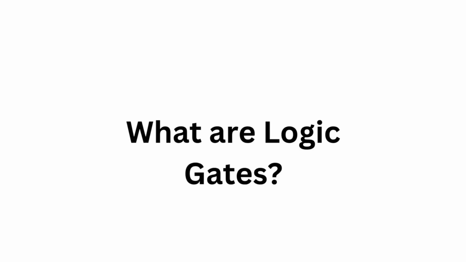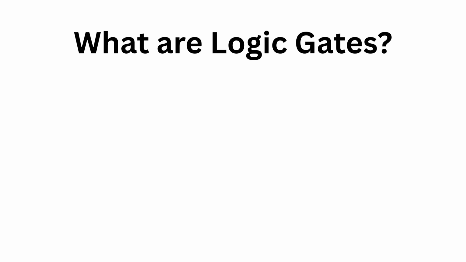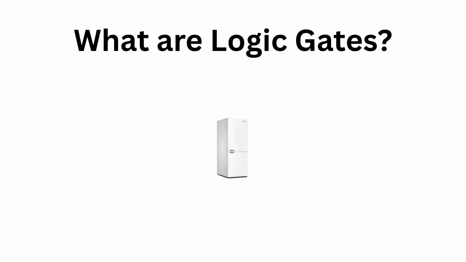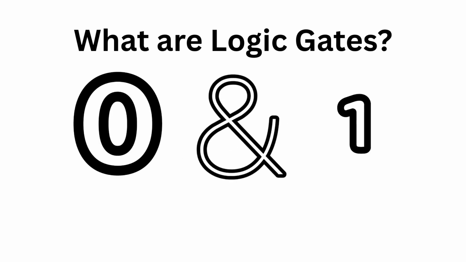Ryan, and in the next 5 minutes, I'm going to explain how computers think using logic gates. Logic gates are basically the building blocks of all electronics. Phones, laptops, robots, even your smart fridge, they all use logic gates to make decisions. And guess what? It's all based on two things, 0 and 1.